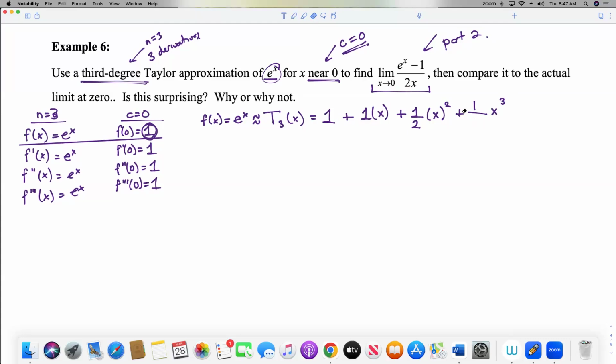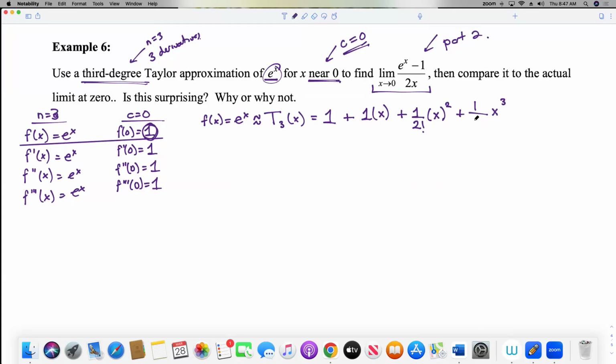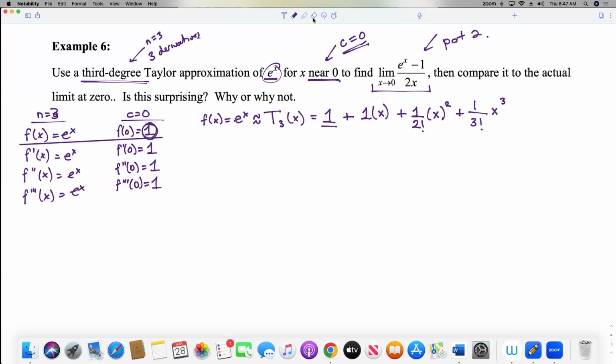Now, if we wanted to leave these as factorials for the pattern that's coming in a little bit, let's do that actually. So if I wanted e to the x to the 4th degree, you should see the pattern. Starts at 1 plus x plus 1 over 2 factorial x squared plus 1 over 3 factorial x cubed plus 1 over 4 factorial x to the 4th. And that will be the Taylor polynomial for e to the x.